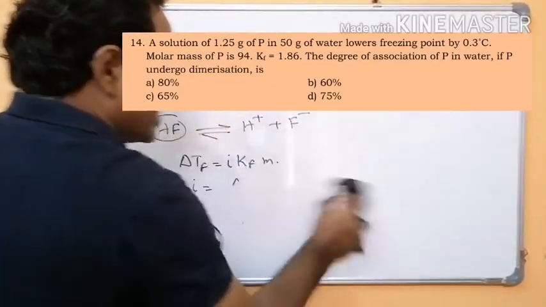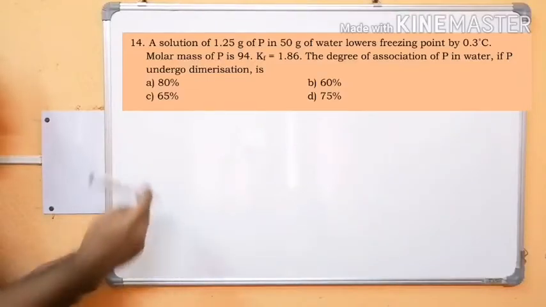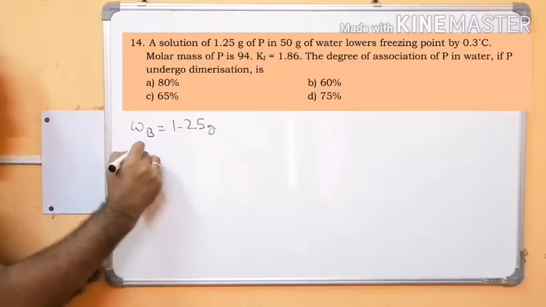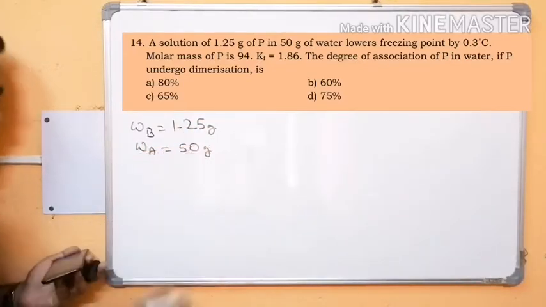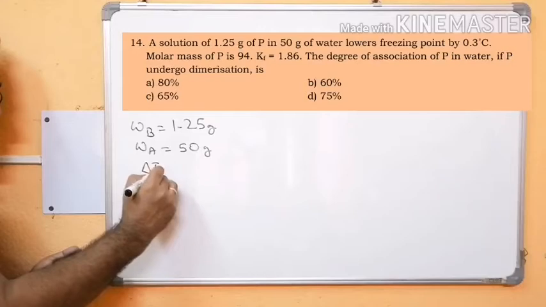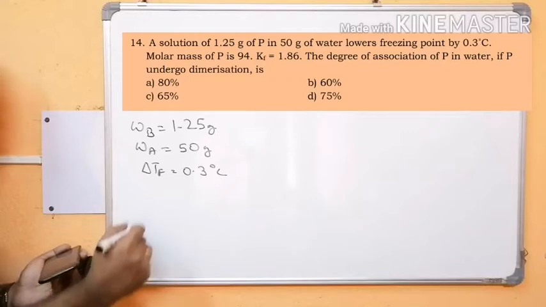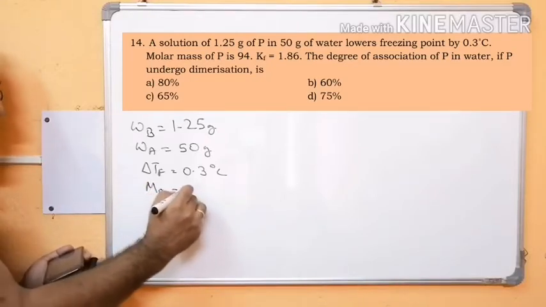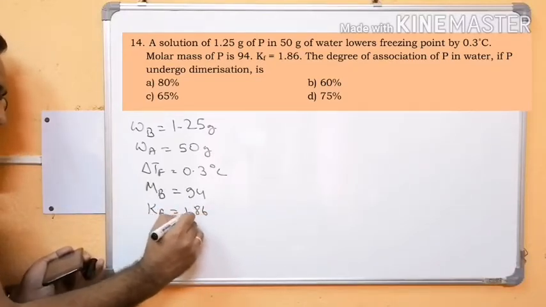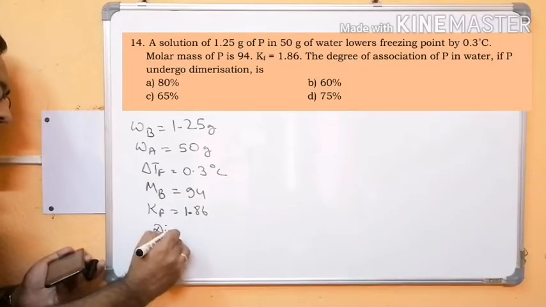So let's first note down what all things are given. The given part you should know first. The amount Wb is equal to 1.25 gram. What is Wa? Wa is 50 gram of water. What is the lowering of freezing point? Delta Tf is equal to 0.3 degree. The molar mass Mb is equal to 94. The Kf value is 1.86. So all this data is given, and P undergoes dimerization.